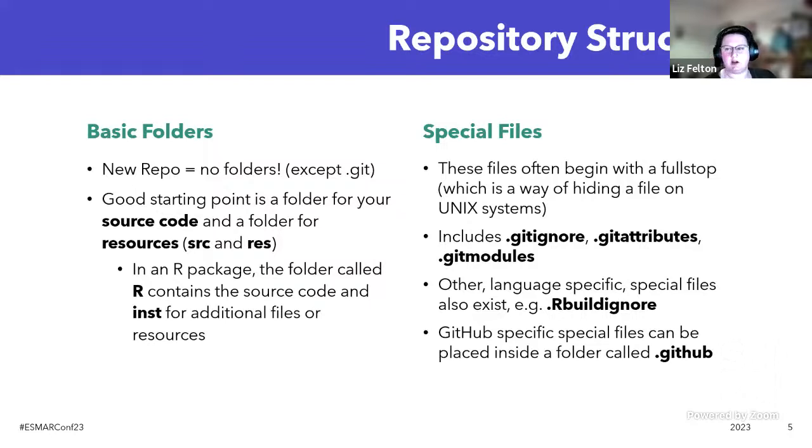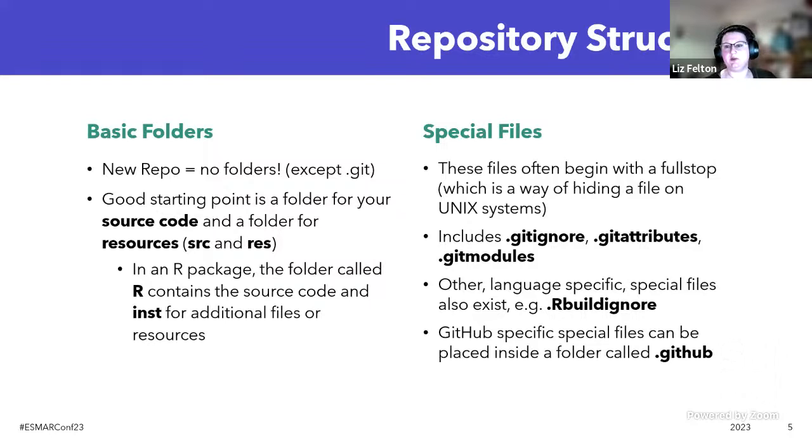We have some R specific stuff, but a good starting point in any Git folder is to have a folder for all your code and a folder for all of your resources, which could be things like images or data files. In other people's Git structures, you'll probably see src for source and res for resources. That's common in a lot of other languages. But as you can see in an R package, there is a folder called R, which contains the source code, and inst for additional files.